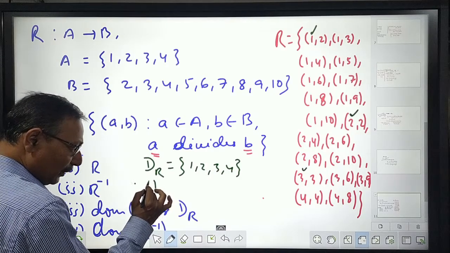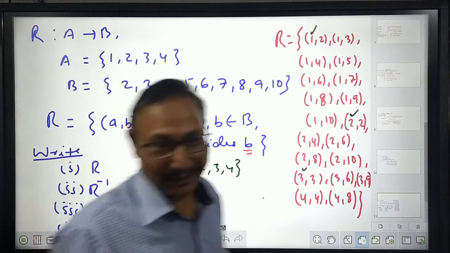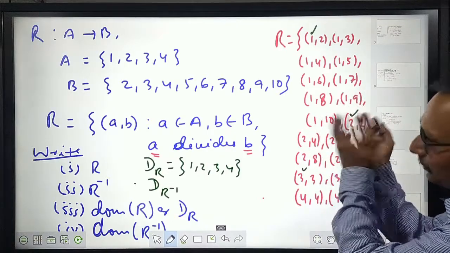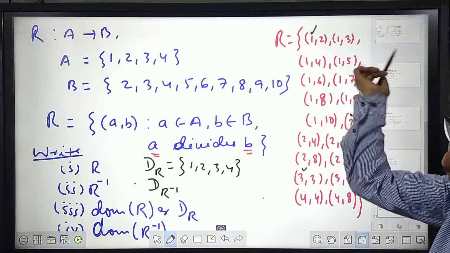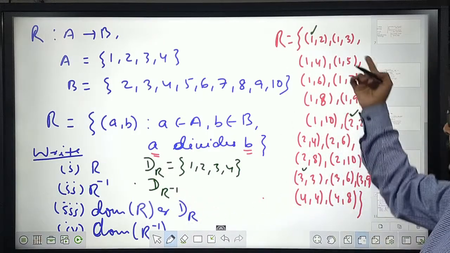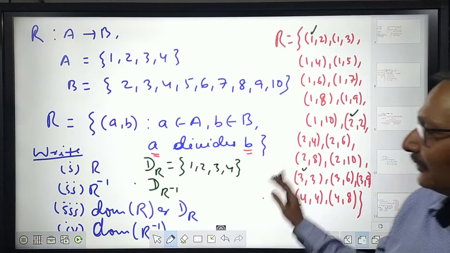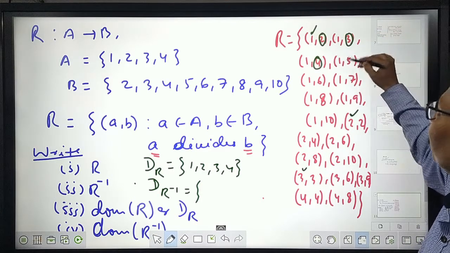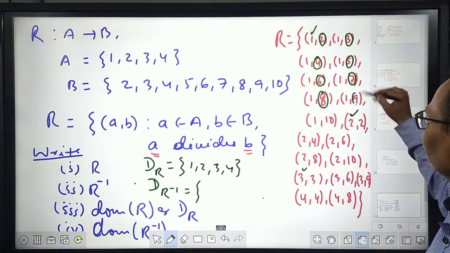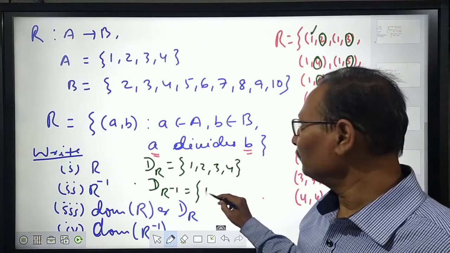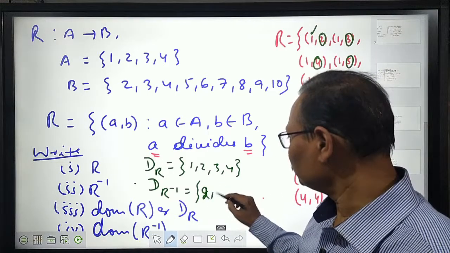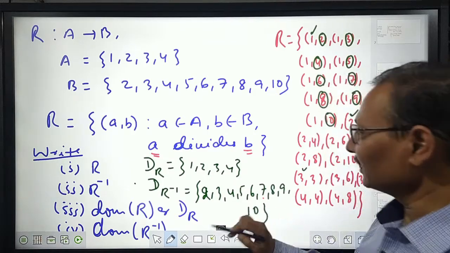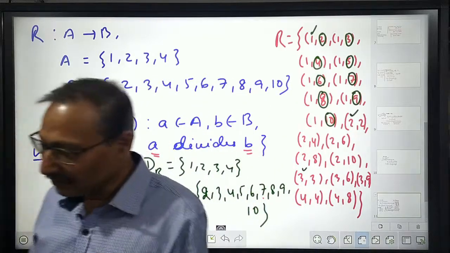And again, just think about the domain of R inverse. What will it be? Actually, R inverse is written by reversing the order of these pairs. So the second element will now become the first element of R inverse. So only the second elements are to be taken as the elements of the domain. So the second elements 2, 3, 4, 5, 6, 7, 8, 9, 10, all of them, are taken as the domain of R inverse. Okay, is this clear?